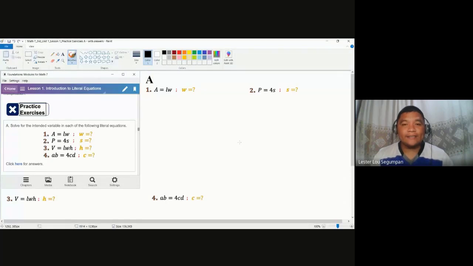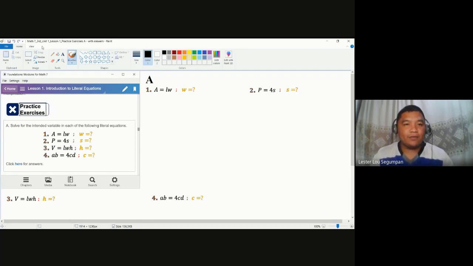Good day, everyone. To solve for literal equations, we just simply need to follow the steps or the processes in solving linear equations. But instead of finding out the values for the intended variable, we're just going to manipulate, or in other words, derive the given literal equations into an equivalent form wherein our intended variable is placed on one side of the equation, or that is only the item that we're looking for.